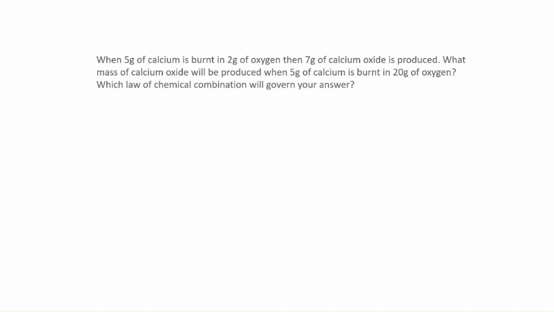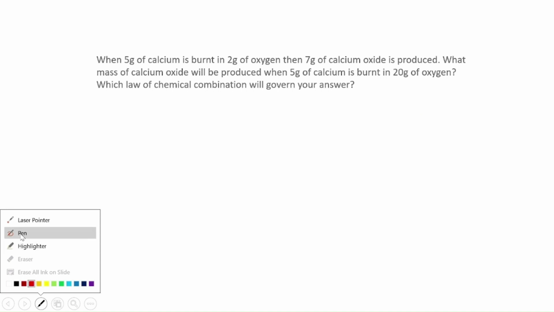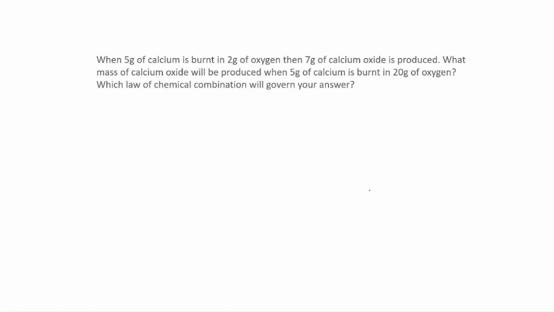Today we are going to solve your doubt question that I mentioned in your revision test paper. I read this question carefully. When 5 gram of calcium is burned in 2 gram of oxygen, and what do we get? We get 7 gram of calcium oxide.